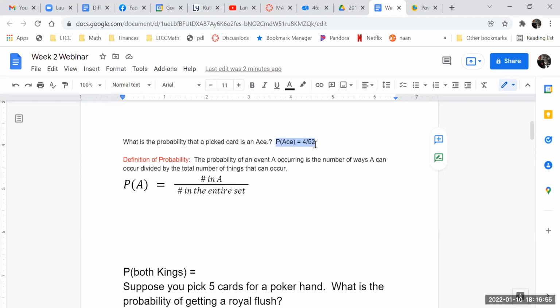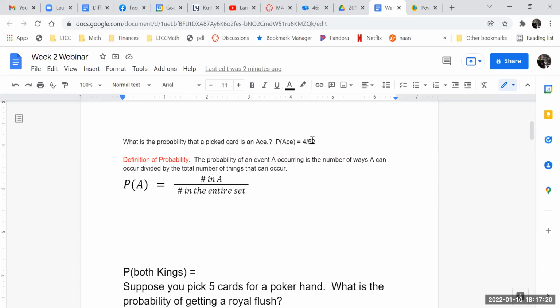All right, so just a note, sometimes you reduce a fraction, sometimes you don't. In this case, it's probably better not to reduce the fraction, because it tells the story more to say 4 over 52 than 1 out of 13, because the 4 is the number of aces, the 52 is the number of cards.